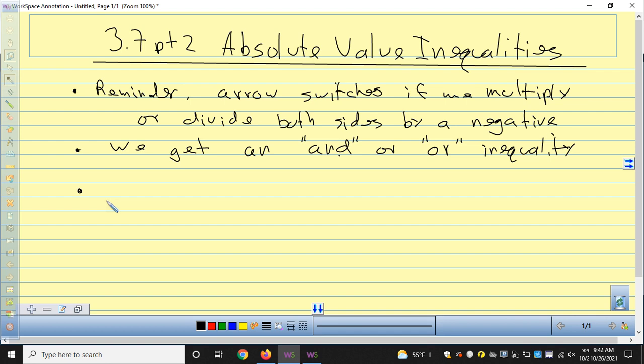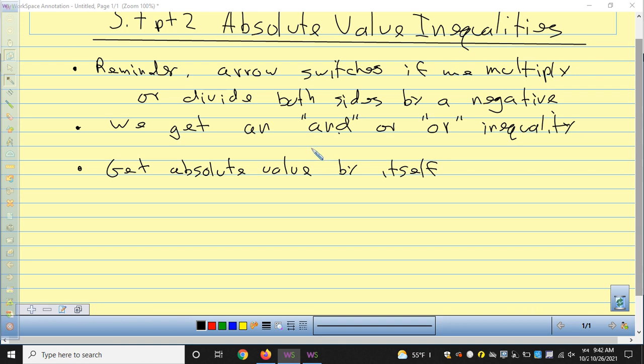And in general, we're going to solve our absolute value inequalities the same way as we did equations. We want to get the absolute value by itself on one side. That's always our first step. Get the absolute value by itself on one side of the equation.